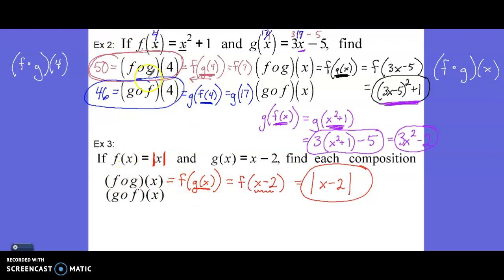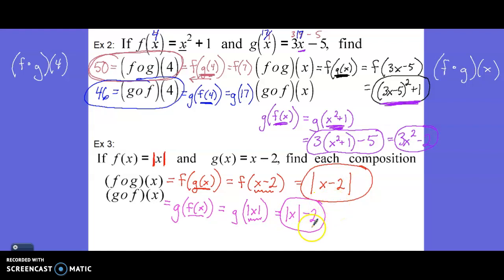So just to change colors and show you g of f of x. What you're doing here is you're replacing the f of x function, which is the absolute value of x. And then the g is still there. So now I go to the g function, and all I'm doing is I'm taking out the x. And I'm going to replace that x with what's inside the parentheses. It's the absolute value of x.